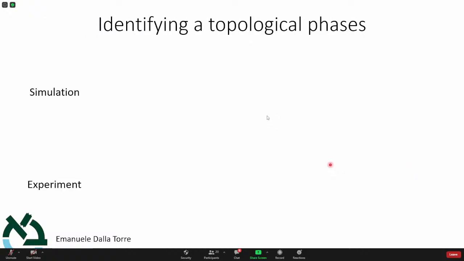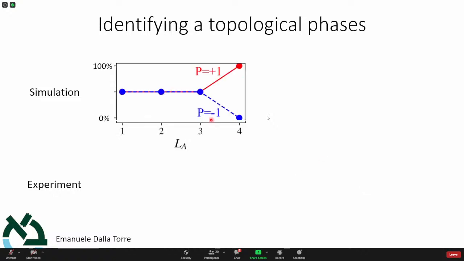Let me show you some results. First of all, the results of the simulation. There is a lot of information here. LA is the number of qubits in the subsystem. So I have in total 4 qubits, and I look either at 1 qubit, 2 qubits, 3 qubits, or the entire system. So this is for the entire system.